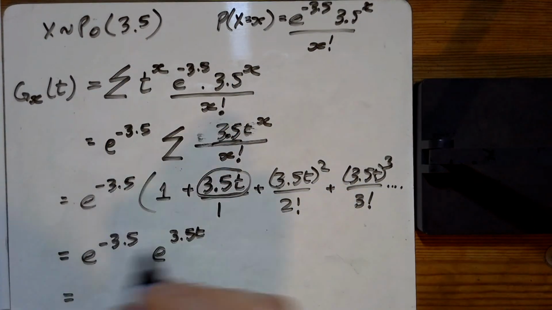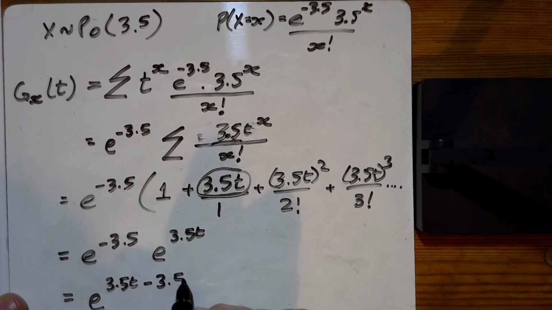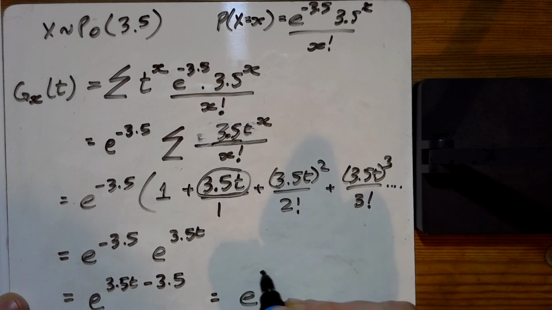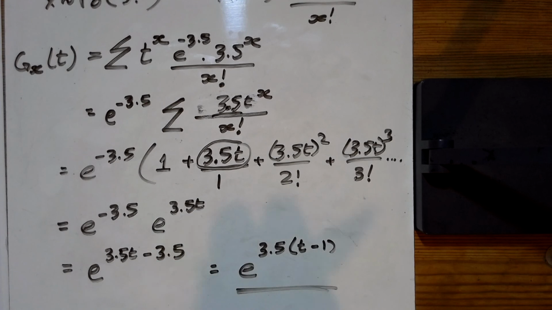And that means that for the whole generating function, we've got two e's, and so we can multiply these two things together. Multiplying these two things together means we can add the powers here. So we've got 3.5t minus 3.5. And of course, that is the same as 3.5 lots of t take away 1. And that's what we expected it to be when we see the original formula. The original formula for Poisson is that the generating function is e to the lambda lots of t take away 1. That's exactly what we've got here.